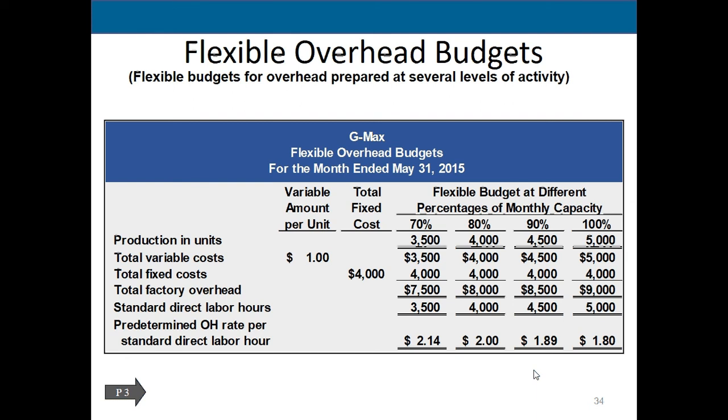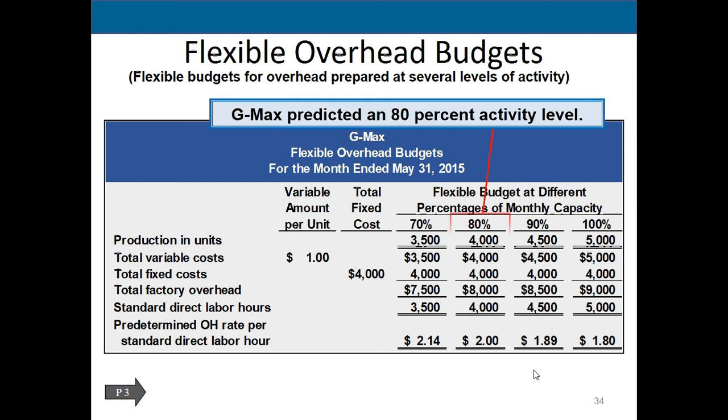So what we really have to do is look at several levels of activity when we're dealing with our flexible budget for overhead. We just have to say, what's our monthly capacity? Where's our sweet spot in all of this? GMAX has determined that 80% activity level is their sweet spot. It's the place at which they operate the most efficiently. And you'll see that at that sweet spot at 80%, they're going to produce 4,000 units to give us 4,000 in variable cost because it's $1. Right? We're talking about overhead now, just our overhead.